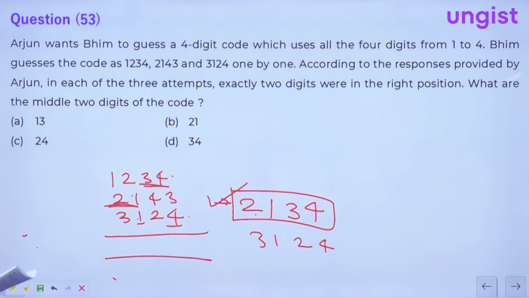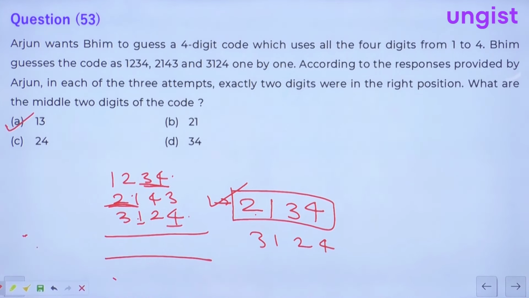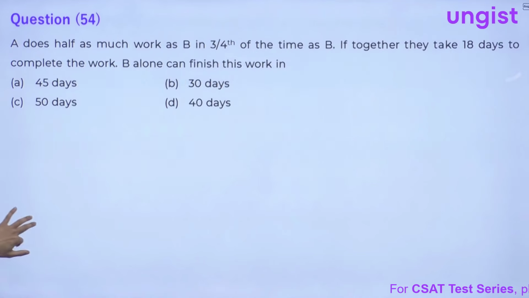Now, what is the question? Middle 2 digits. Okay, fine. 13 is the answer. Clear, guys? Okay. Yes, 1 and 4. Yes, everybody, clear?